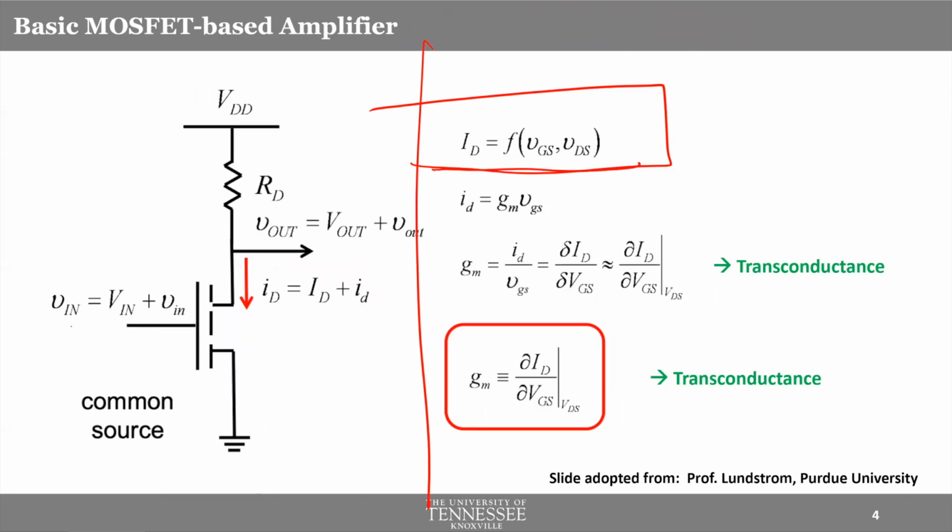We could say that the VGS that we apply, gate to source, right? This is gate, this is source. So the VGS will control the drain current. That's what we can say for a given VDS.